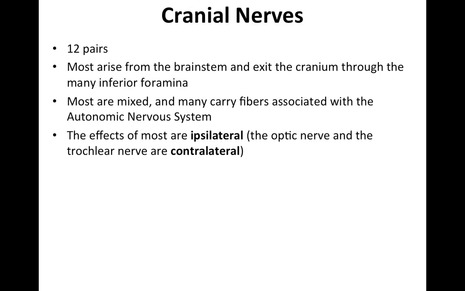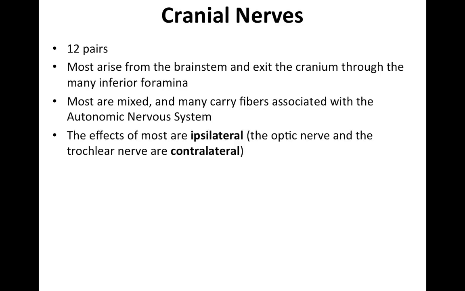In this video, we're going to be discussing the 12 pairs of cranial nerves as they pertain to the notes found in PNS, structures, and then reflexes. Of course, with the cranial nerves, there are 12 pairs, most arising from the brainstem, and many of them are mixed. And we'll find that a great number of them actually carry fibers associated with the parasympathetic division of the autonomic nervous system. We'll discuss that more in the next chapter.